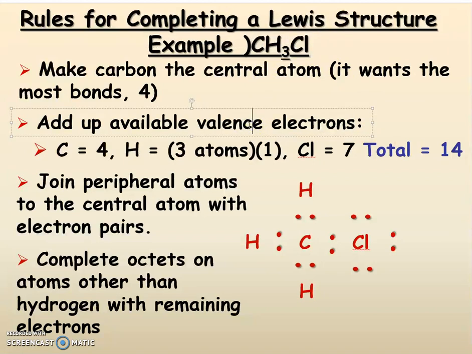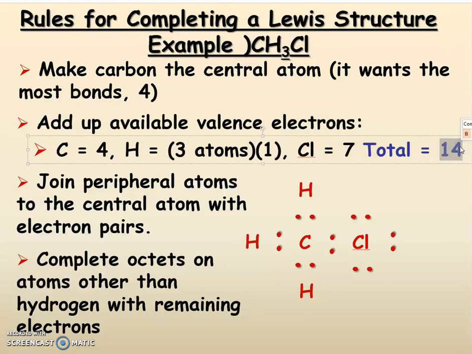Okay, so literally you look at your periodic table, you figure out what group they're in, how many electrons, and you add them all together. Okay, so carbon has 4, hydrogen has 1, but there are 3 of them, right? So that's 3 total. And chlorine is in group 17, it has 7. So it'd be 4 plus 3 plus 7 is 14.